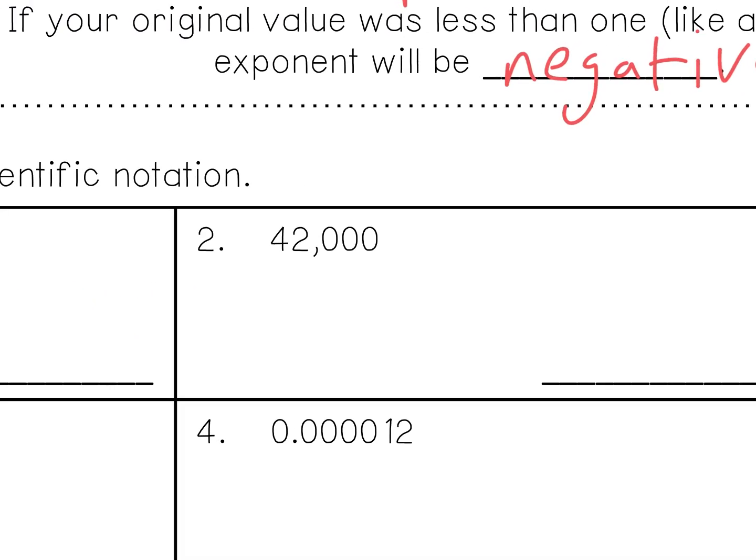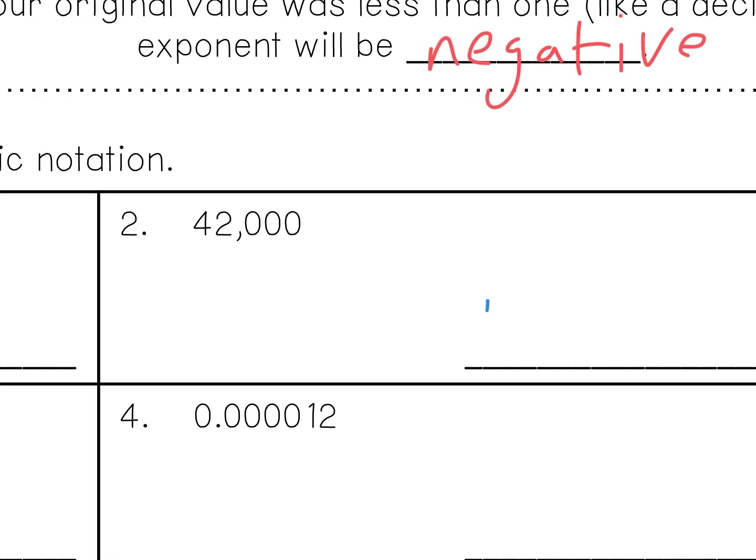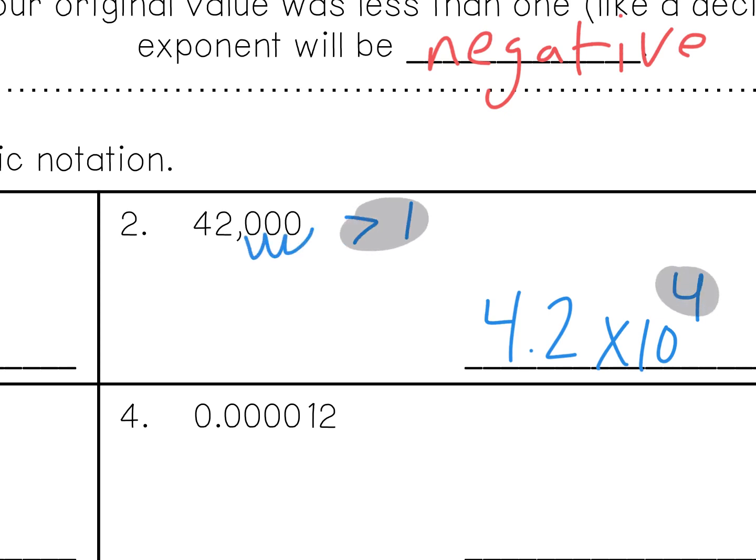Someone else? Yes, sure. The same person or a different person? Me. Okay, yeah. And then Raphael, you can do number 3. 4.2 times 10 to the 4th power. Okay, so once again, this number is bigger than 1. So that needs to be positive, so that's good. And then 1, 2, 3, 4.